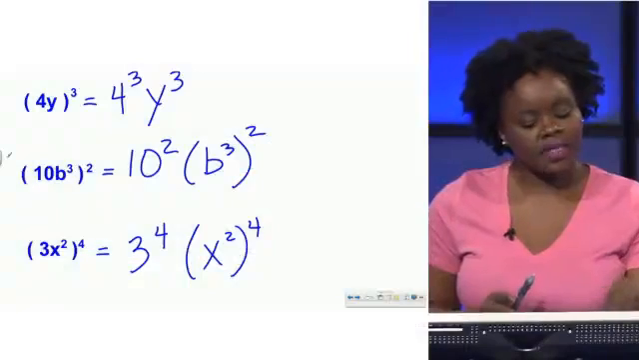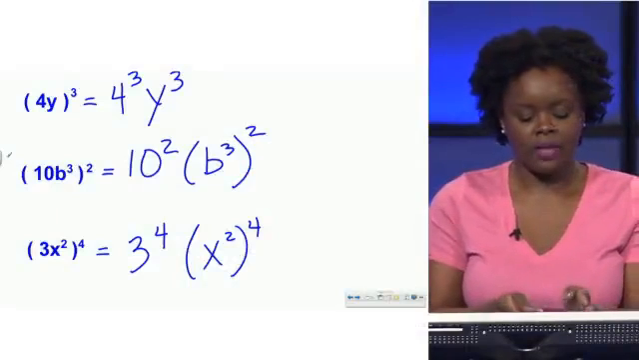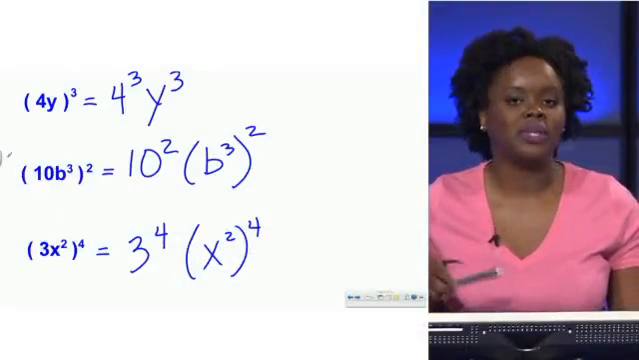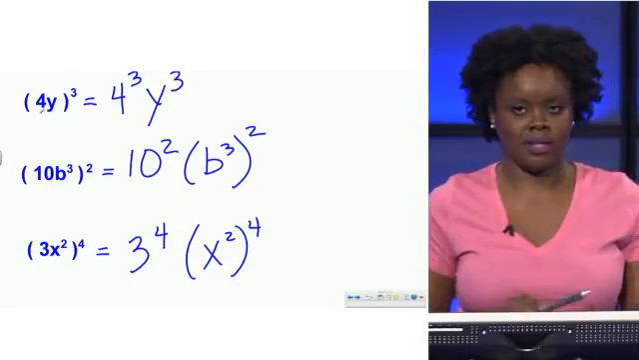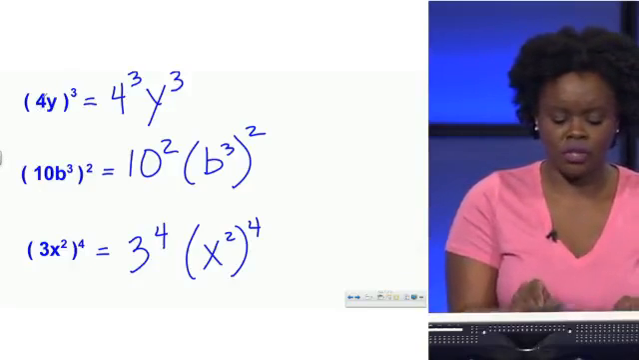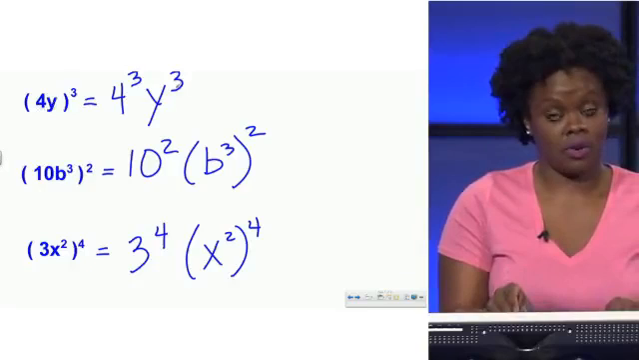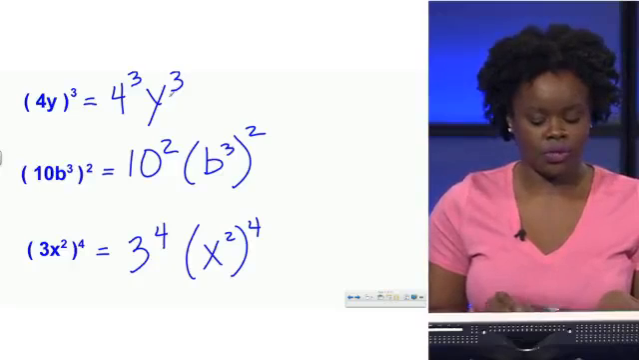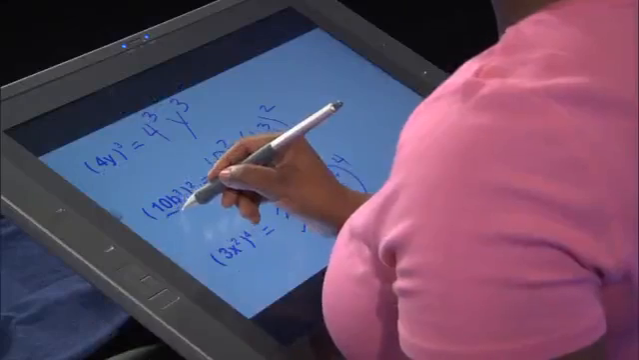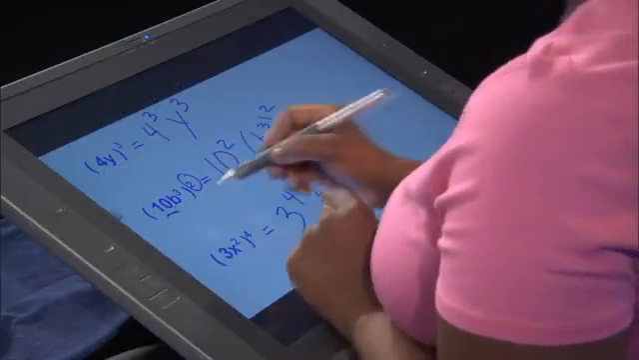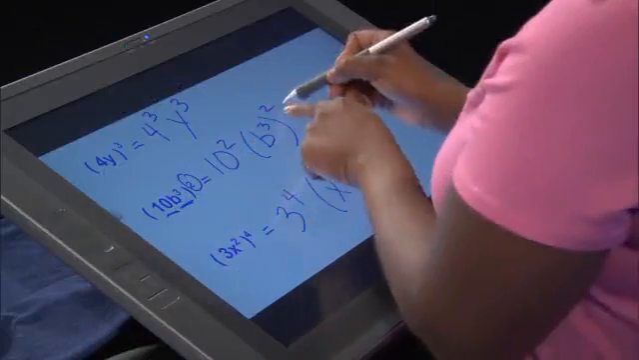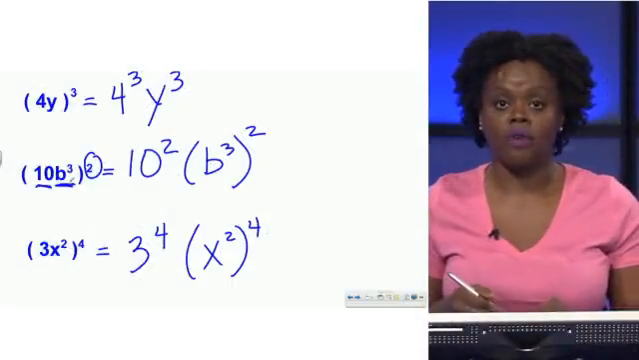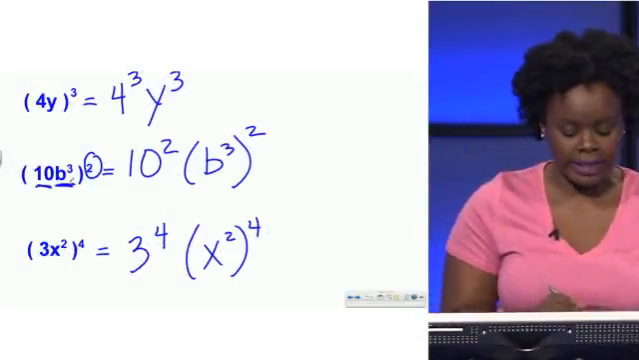All right, so in that first one, we had that 4y raised to the 3rd power. And then for our answer, we had 4 to the 3rd times y to the 3rd. It's almost like we distributed that exponent throughout that product inside. We broke it up, we raised 4 to the 3rd power, and then we raised that y to the 3rd power, right? And if you look at that second example, (10b cubed) squared, it's like we took that 10 and raised it to the 2nd power, and then we took that b cubed and raised it to the 2nd power, right? So it's like we took both parts and raised them to the power of our exponent on the outside.